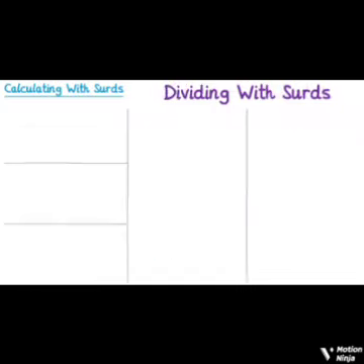Now let's look at some questions where we divide with surds. So a reminder of the division rule from earlier, if you do square root 24 divided by square root 8, that's just square root 3, since 24 divided by 8 is 3.